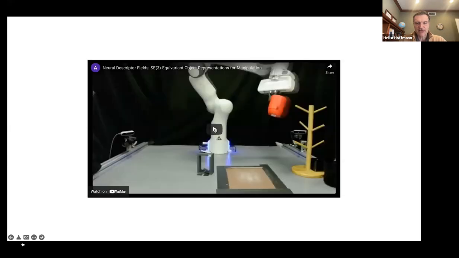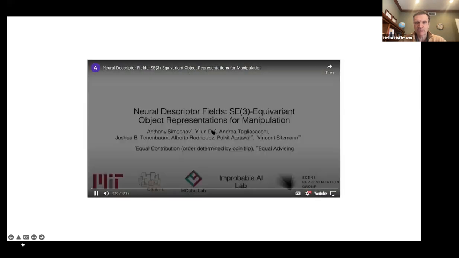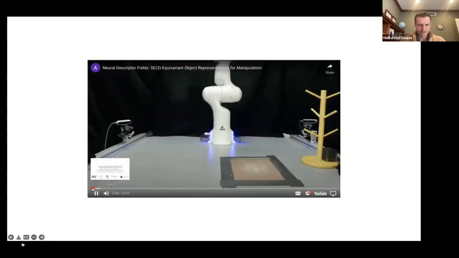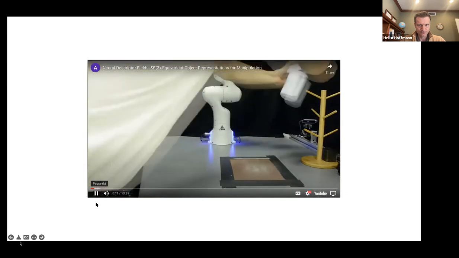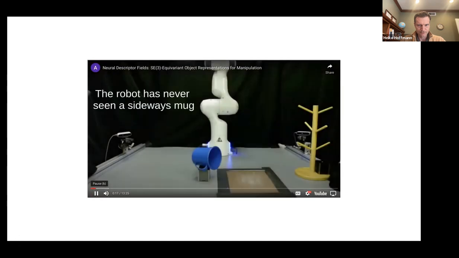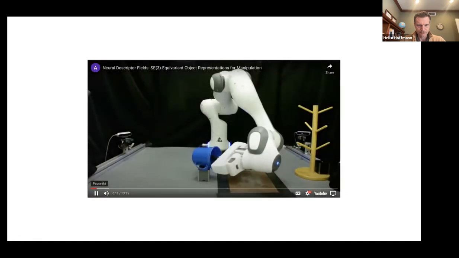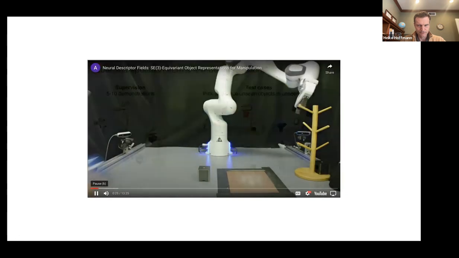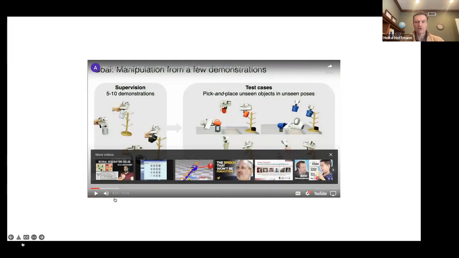So to start with, I'd like to show you what the system can do, the demonstration. We present Neural Descriptor Fields, an SE3 equivariant object representation for robotic manipulation. Suppose a robot is provided with a demonstration of grasping an upright mug and hanging it on a rack. We propose a system that can use just a small handful of these demonstrations to repeat the task on a new mug, which has a different shape and is placed in a never before seen pose.